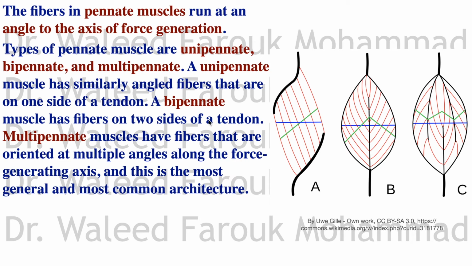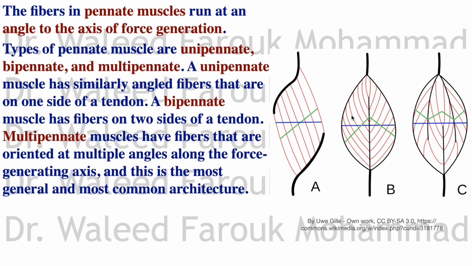According to pennation, we said the muscle fibers run at an angle to the axis of force generation, and the types of pinnate muscles are unipinnate muscles, bipinnate muscles, and multipinnate muscles. Unipinnate muscles have angled fibers that are on one side of the tendon, like when you study it in the upper limb, for example, the flexor pollicis longus is a unipinnate muscle.